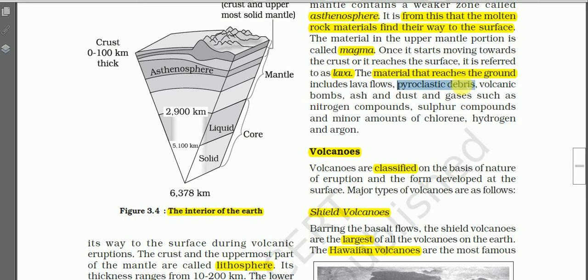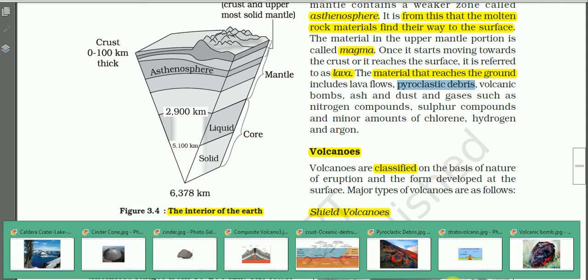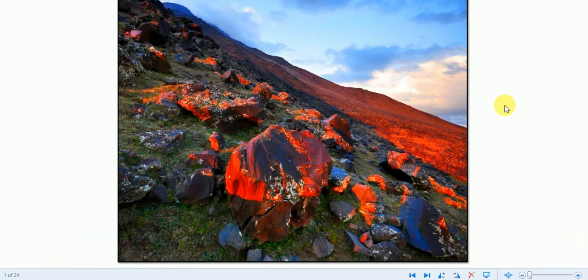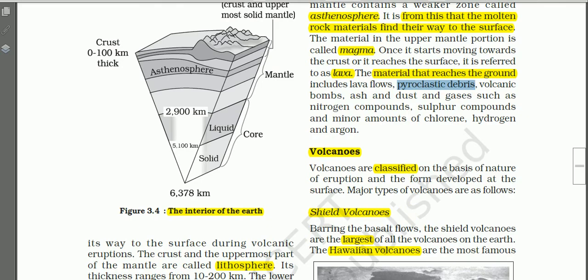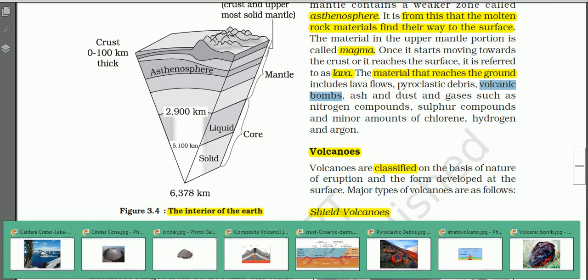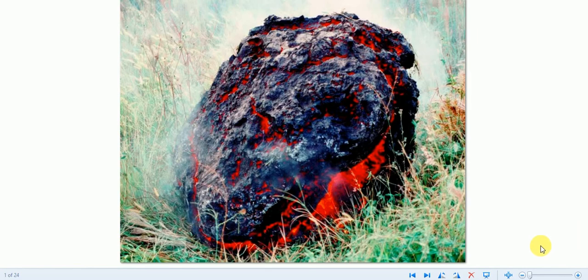Okay, so pyroclastic debris, as I told you, these are rock fragments. Let me show you a photograph. This is the photograph showing pyroclastic debris. And another one, see here, these are volcanic bombs. A volcanic bomb is a mass of molten rock larger than 64 millimeters in diameter, and it cools into solid fragments before reaching the ground. So these are known as volcanic bombs. The diameter is more than 64 millimeters.